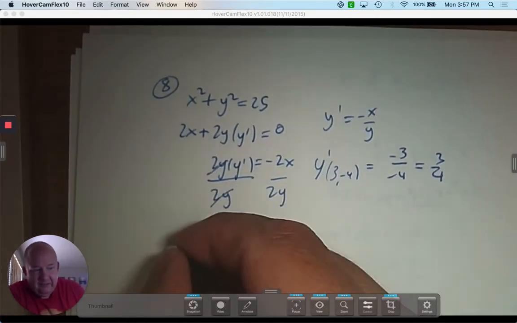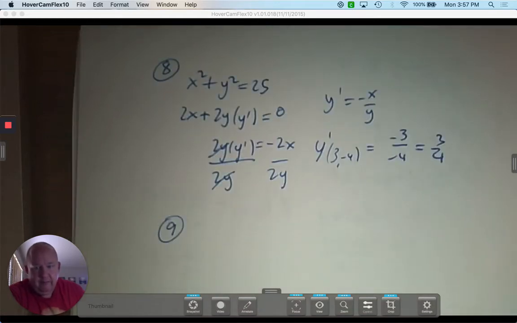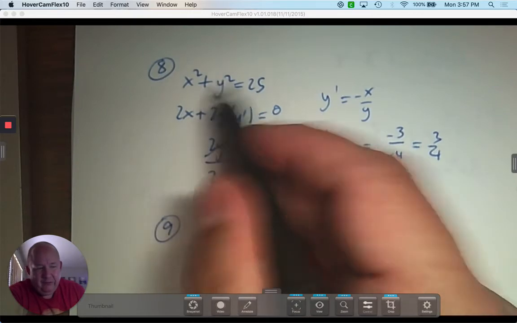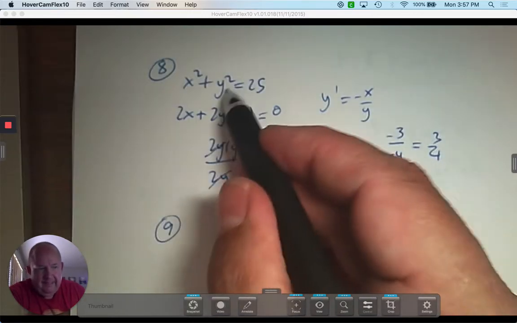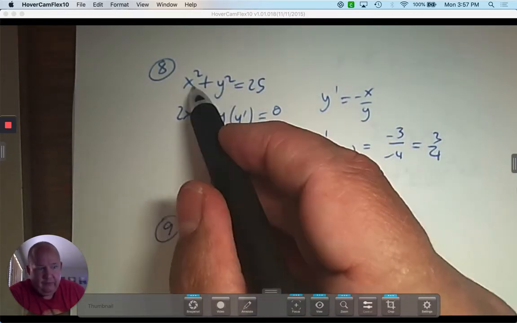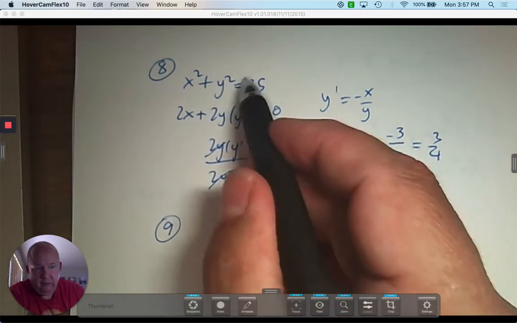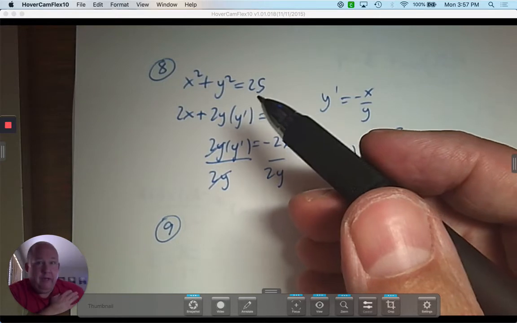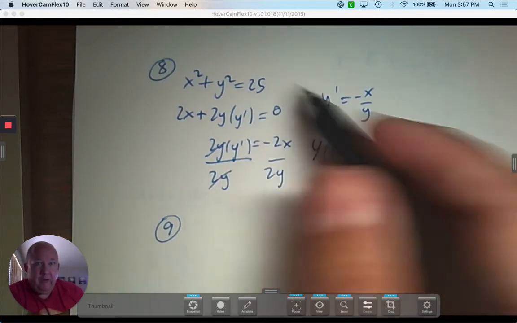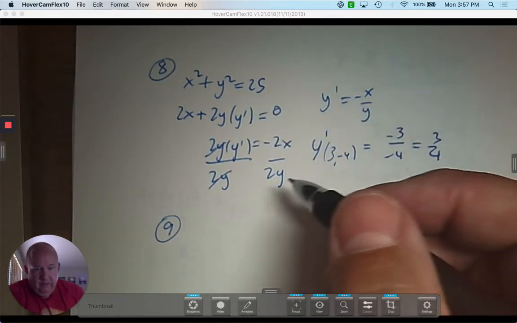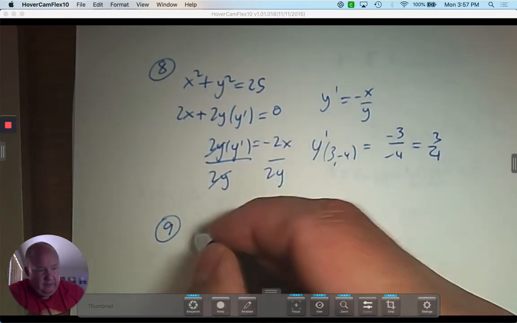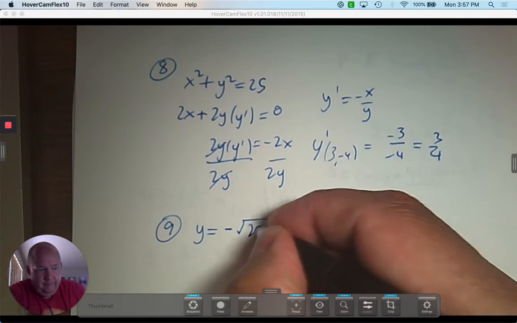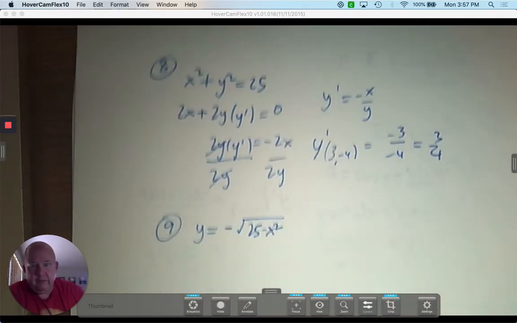Number 9 is actually the same equation, but in number 9 they took the equation of a circle and solved for y. So that means they subtracted x squared and took the square root. Now when you do that as a function, the answer could be positive or negative. That would be the top half and the bottom half of the circle. For this one, when they wrote it, this is the bottom half of the circle because it has the negative in front. So it's the bottom semicircle.